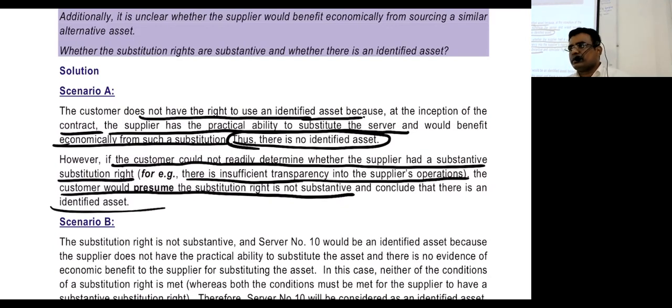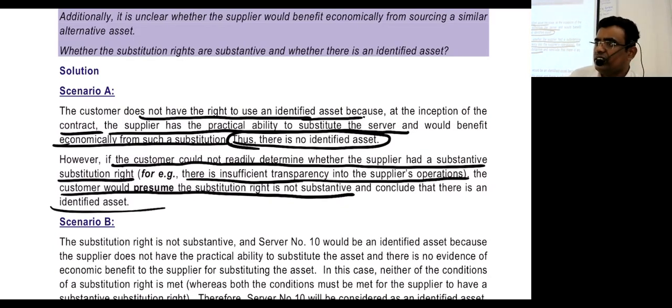When the supplier has a substantive right to substitute, then it is not a lease. And also you can't identify the asset because the right to use the asset is not with you. Yes or no? What are the two points of an identified asset? The conditions of identified asset: direct use, when and how to use. The next point: economic benefit substantially expected to come. The customer is not going to get economic benefit from the server. So here there is no identified asset.